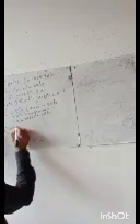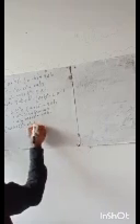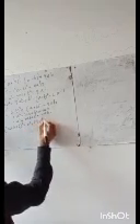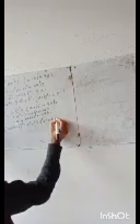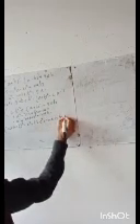Seventh formula: a plus b plus c square is a square plus b square plus c square plus 2ab plus 2bc plus 2ca.